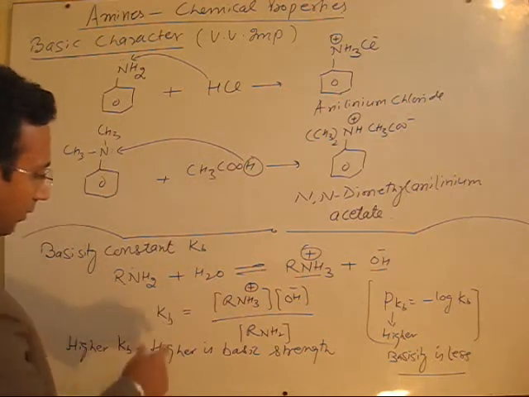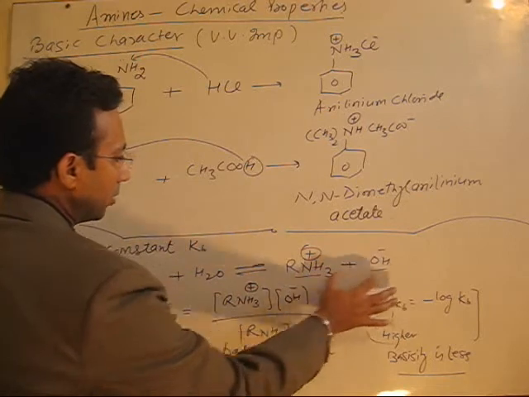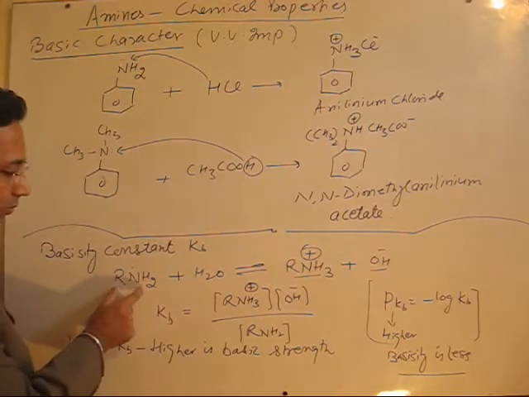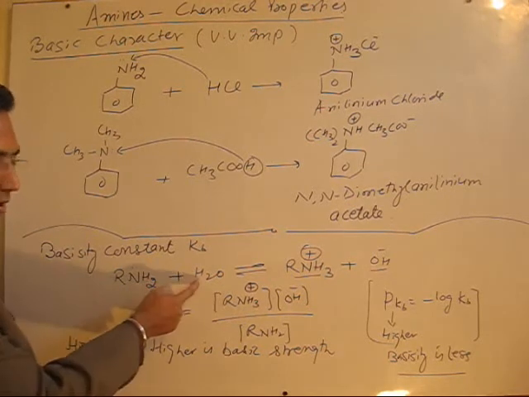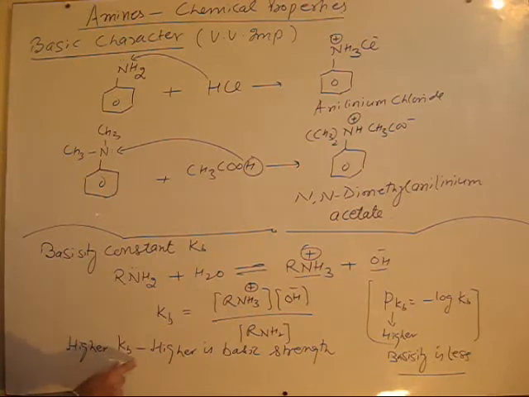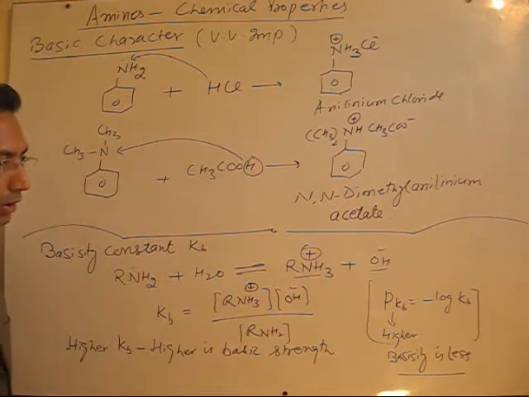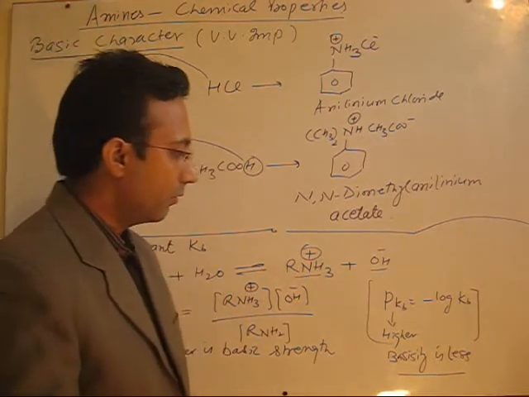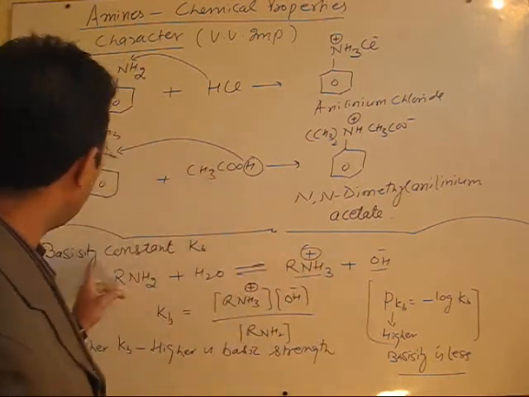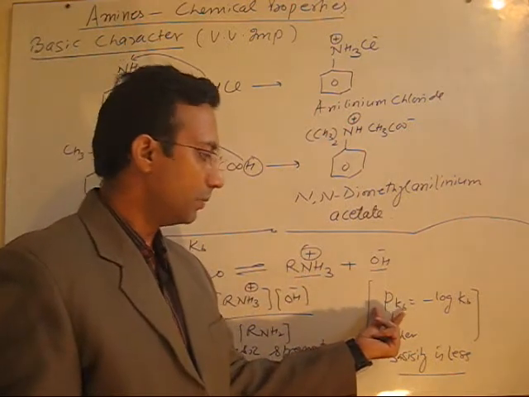And we know if the value of Kb is higher, that means the concentration of product is higher. The concentration of product can only be higher if its basic nature is more, that means it has a higher tendency to accept protons. So I have mentioned here, the higher the value of Kb, the higher is the basic strength of the given amine. Now there is another term which is used for the comparison of basic character among amines, among bases rather. It is pKb.